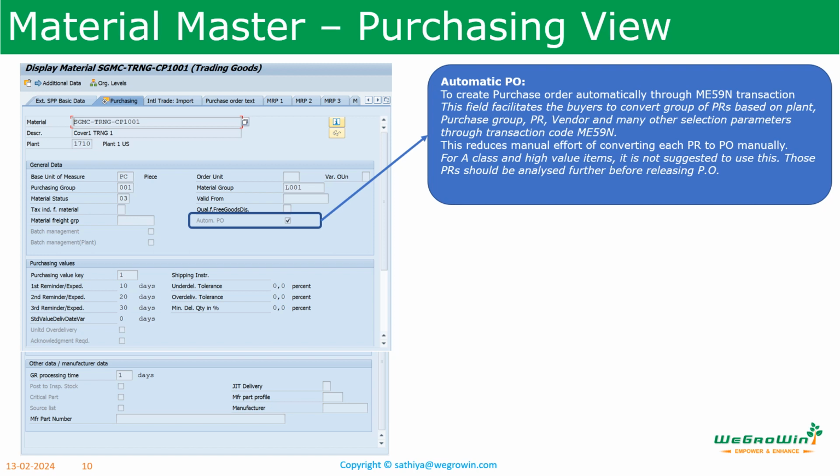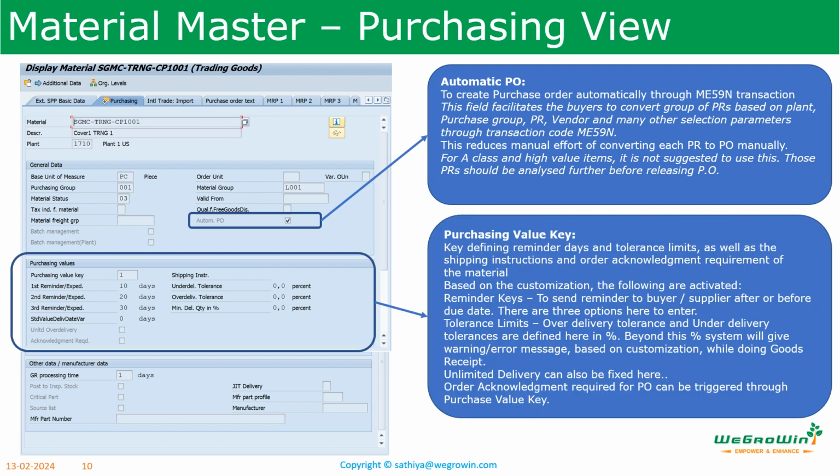To be honest, this field is not known by many people who are operating SAP, right? At the same time, it is better to avoid using this field for class A materials, because class A materials' purchase orders have to be reviewed individually, and they have to be taken care of before releasing the purchase orders. So it is to be used restrictively for A class, but for B and C class items you can use it freely. Then purchasing value key, this is one important point, which is again an underutilized field in many organizations.